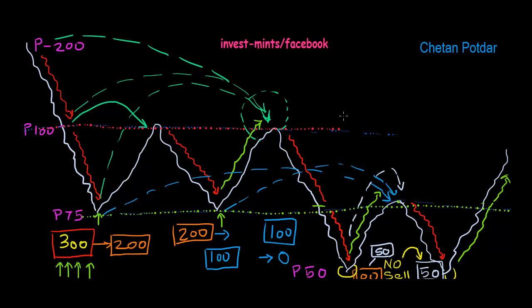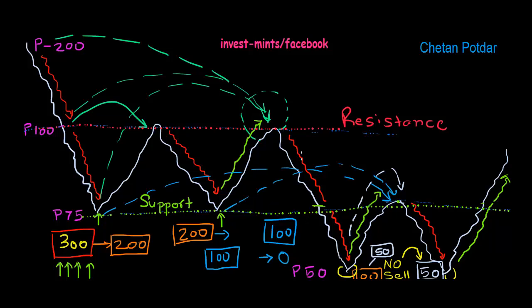So we can call this line resistance. There is a resistance for the price to go above this. It is like a glass ceiling. But on the other hand, we see that here the price refused to go further down. So from here till here, we can call this line a support. So this is a support line, this is a resistance line.